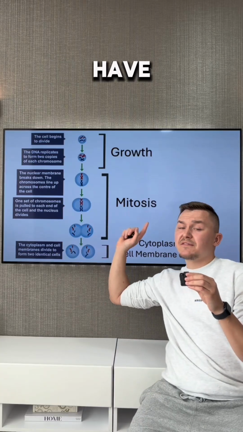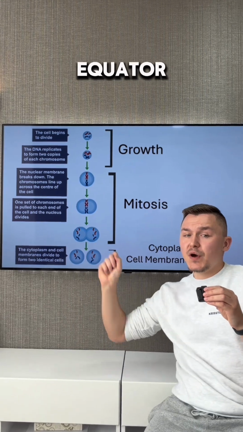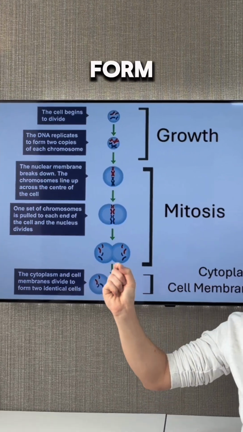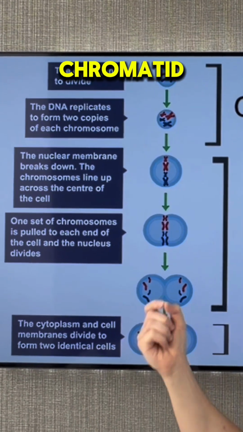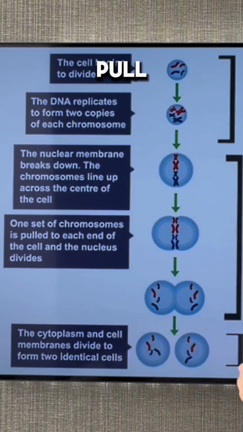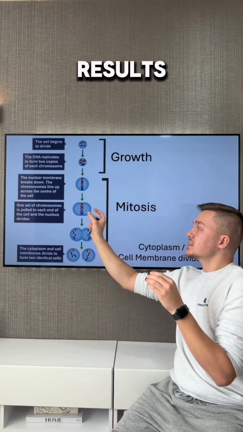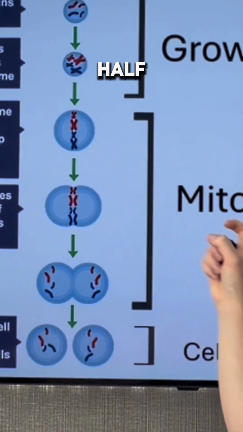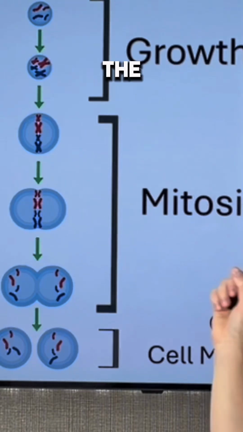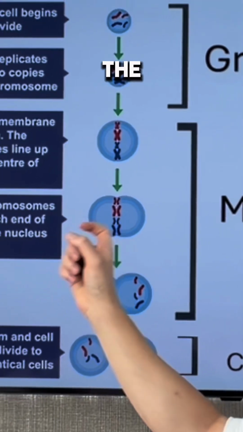Once these chromosomes have lined up at the center of the cell, the equator, spindle fibers form and they attach to one half of the chromosome called a chromatid. And they start to pull on these chromatids. This results in the chromosomes being pulled apart into the sister chromatids and one half of the chromatids going to one side of the cell and the other half being pulled to the other side of the cell.